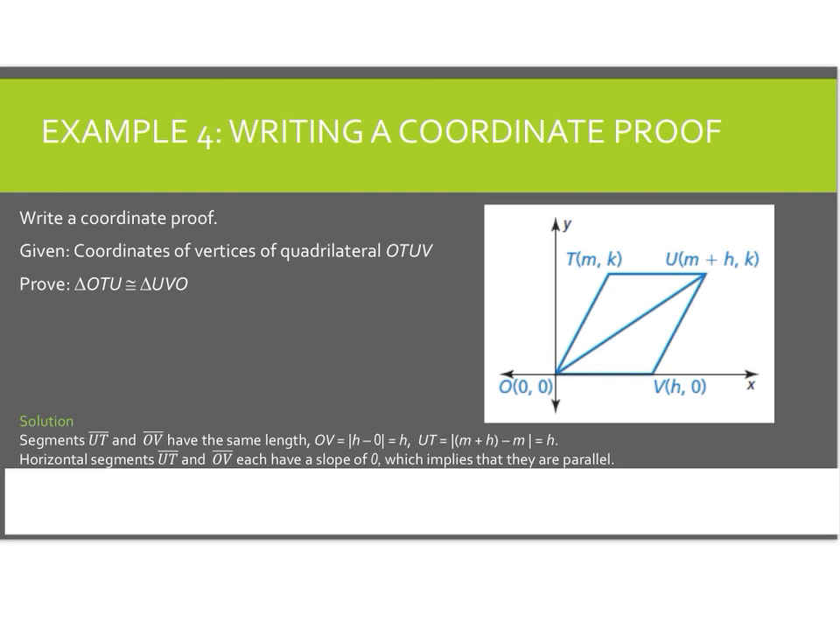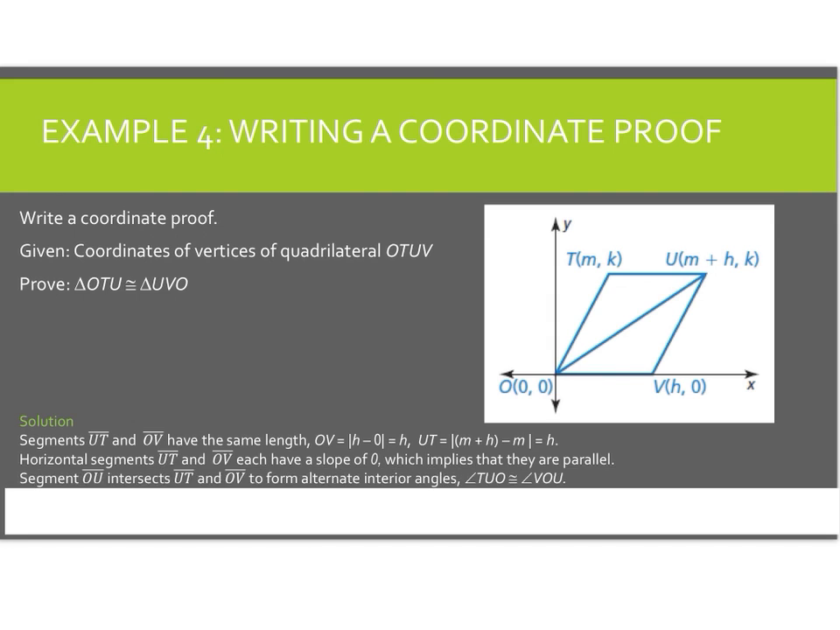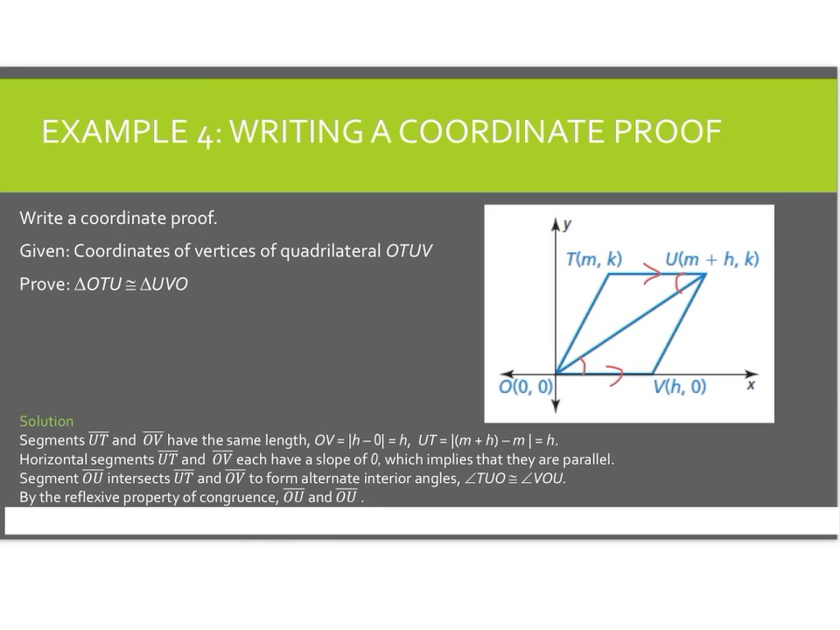Next, we need to recognize that the horizontal segments UT and OV have a slope of 0, which implies that they are parallel. The fact that those sides are parallel is going to help us conclude that angle TUO is congruent to angle VOU. Okay, so we have our parallel markings, and then our alternate interior angles congruent. So anytime you have parallel lines cut by a transversal, then you've got those alternate interior angles. You've got to always recognize those because those are going to be popular. And then by the reflexive property of congruence, anytime two shapes are sharing the same side, we've got the reflexive property that we can use. And then that's all that we need to prove the triangles are congruent.